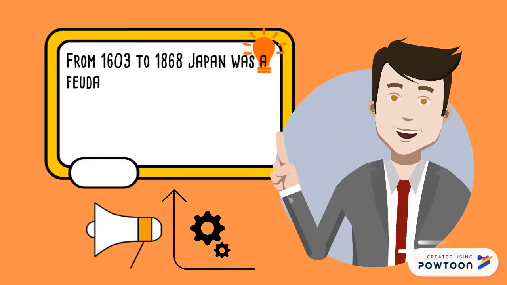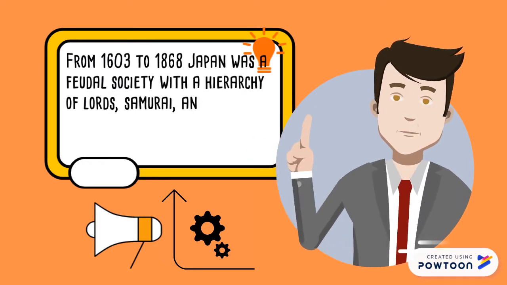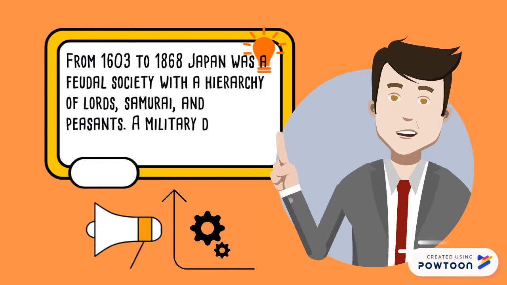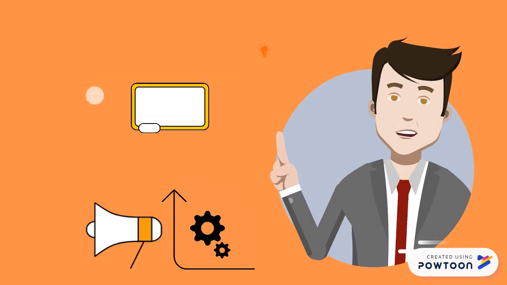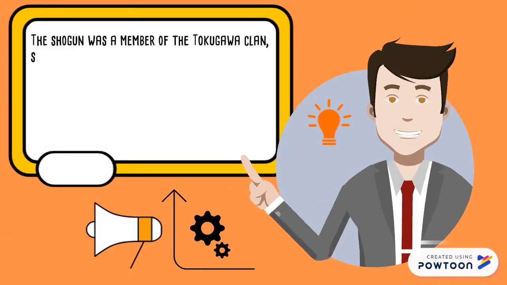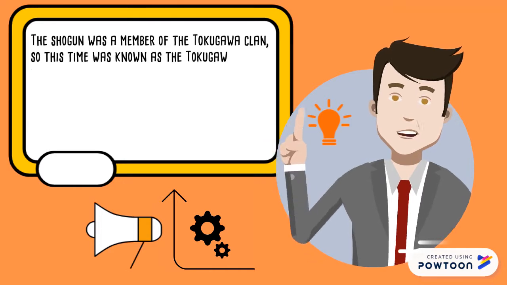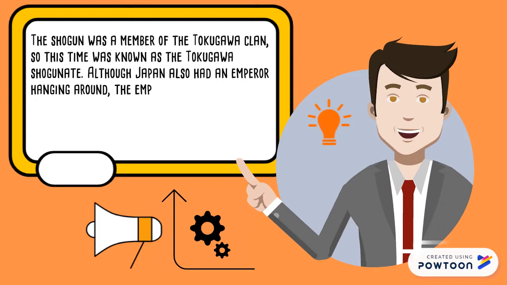From 1603 to 1868, Japan was a feudal society with a hierarchy of lords, samurai, and peasants. A military dictator, or shogun, ruled over everyone. The shogun was a member of the Tokugawa clan, so this time was known as the Tokugawa shogunate. Although Japan also had an emperor hanging around, the emperor had little power.